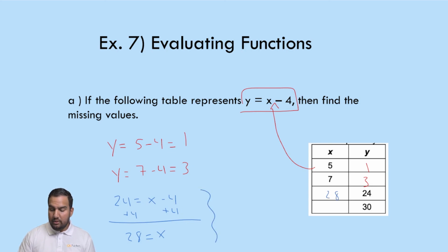Now the last one, I'm going to come to the side. They give me y is equal to 30. That's okay. I'm going to substitute 30 into where? The y. And it's going to be 30 is equal to x minus 4. I'm going to add 4. Remember, opposite rules. And then it's going to be 30 plus 4, which is 34. That's equal to x. So I know my missing value is 34.